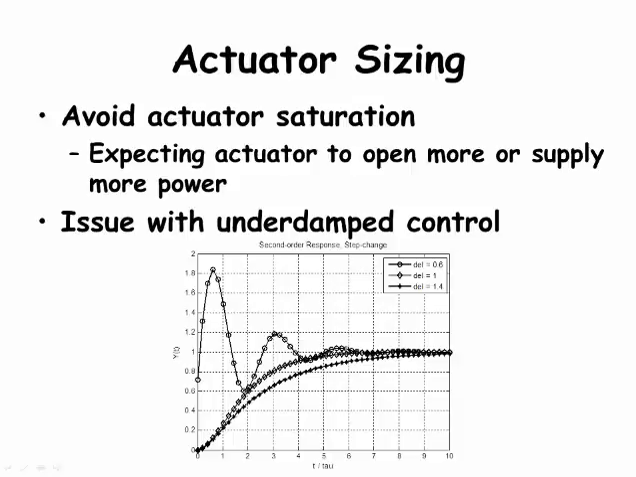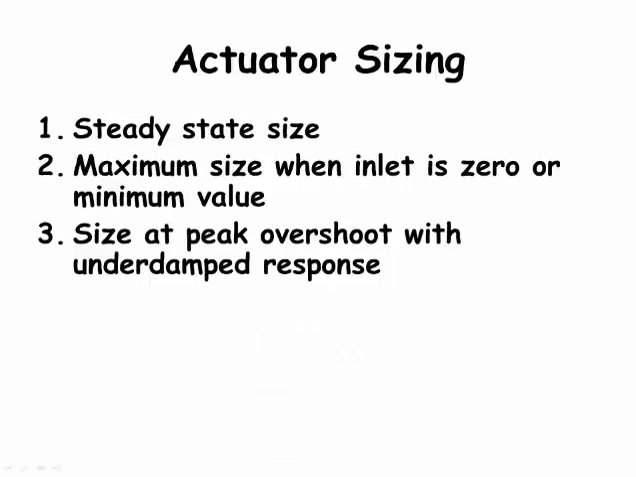Or if you have a flow valve that is expected to have a flow of 3 cubic meters per minute at the peak overshoot based on your modeling, and you have installed a flow valve that can only handle 2.4 cubic meters per minute, the real system response will not be as expected or predicted by your dynamic modeling because the valve cannot provide the expected flow. There are at least 3 ways to size an actuator.